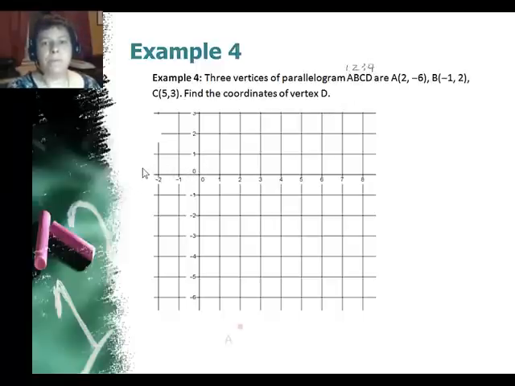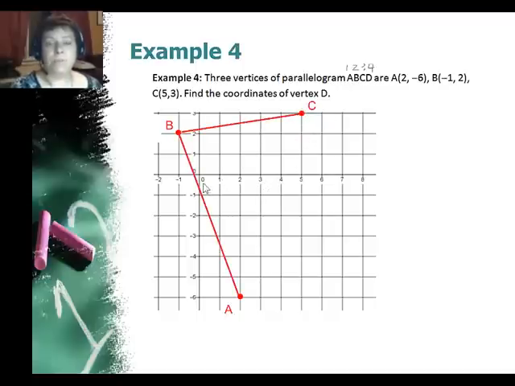So I'm going to go ahead and plot point A, and it is at 2, negative 6. Then I plot point B, it's at negative 1, 2. Then I go ahead and plot point C at 5, 3. And I can connect the dots with a ruler, and I have half of my parallelogram.